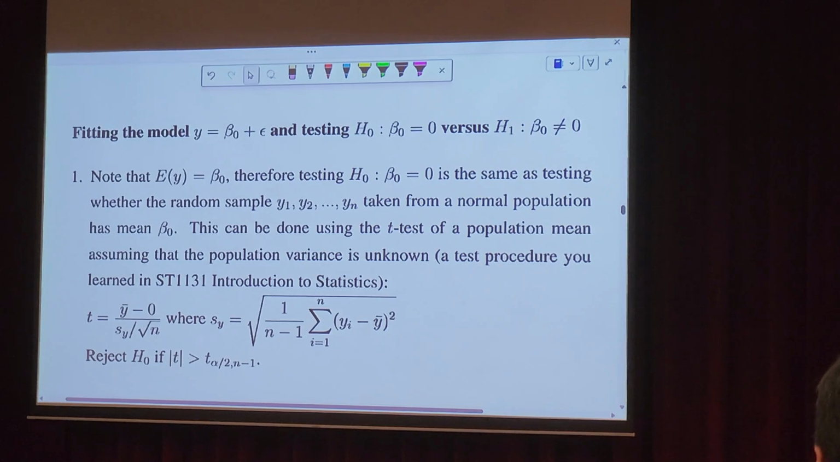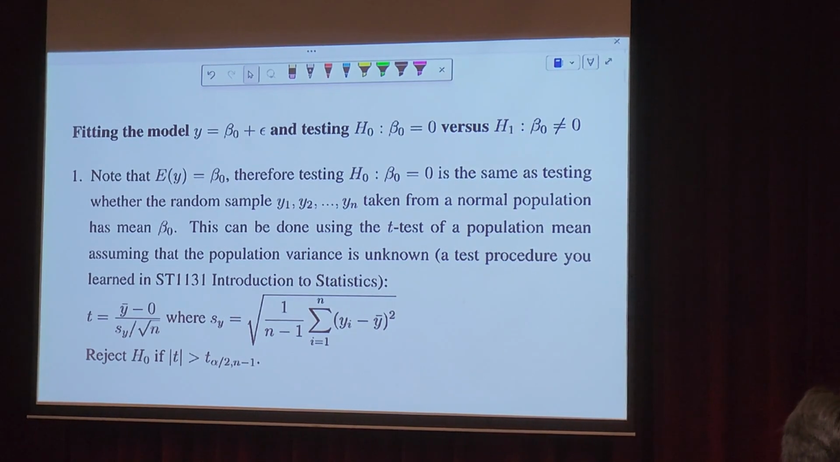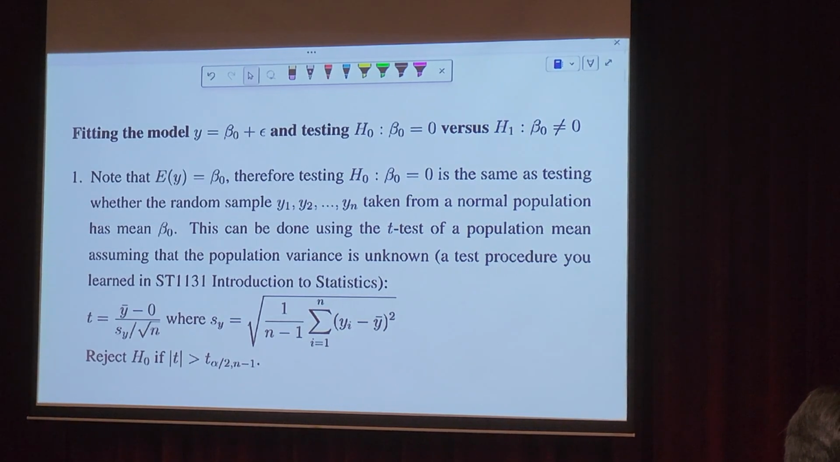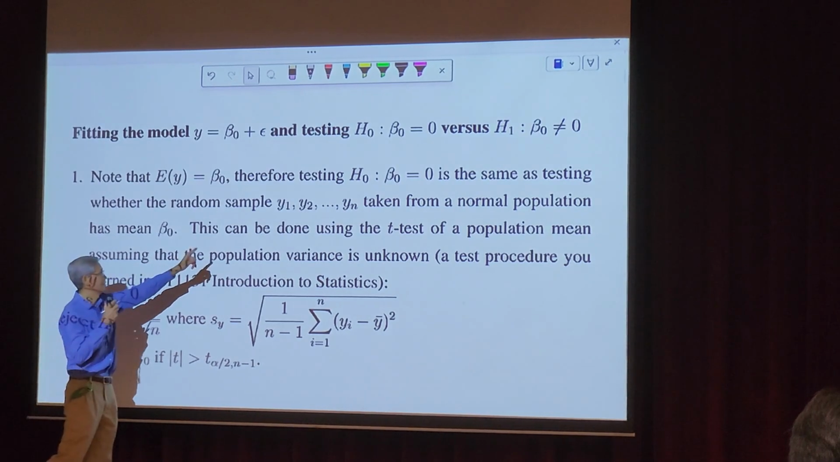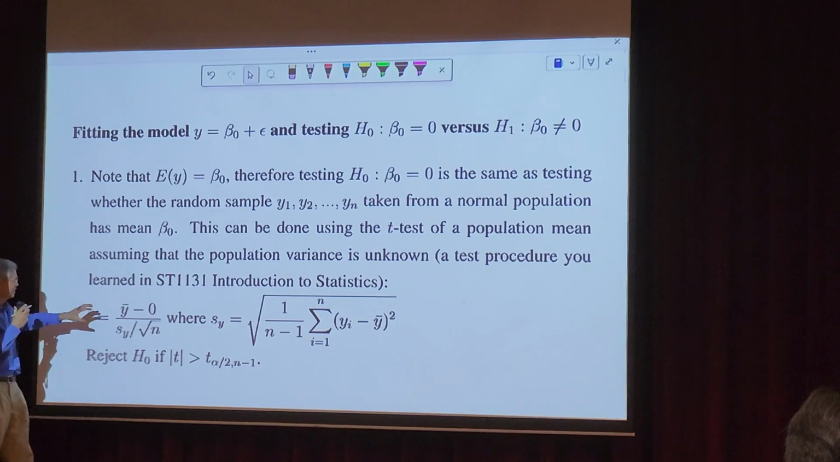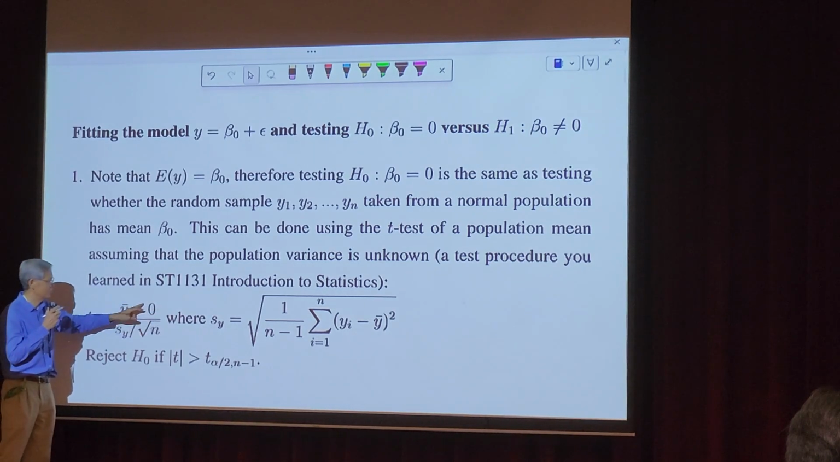So when I fit this model, in fact, I am trying to test whether beta naught is equal to 0. Alright? So in a way, I am trying to test whether this random sample, y1 to yn, comes from a normal population with mean 0.